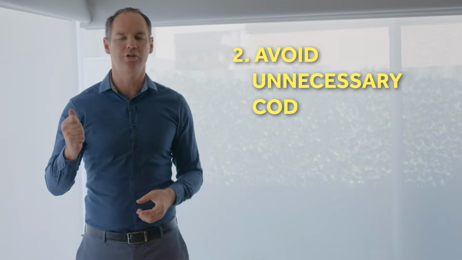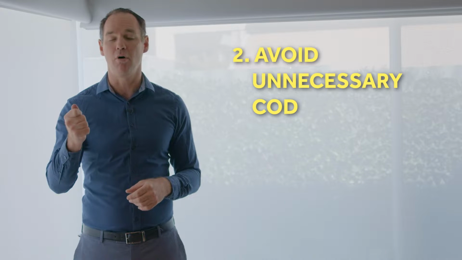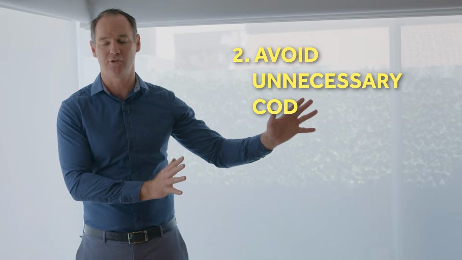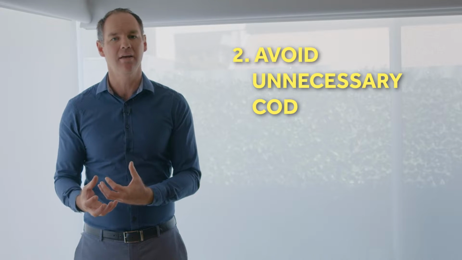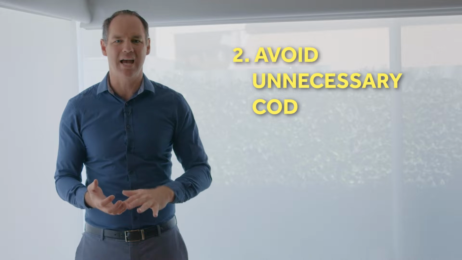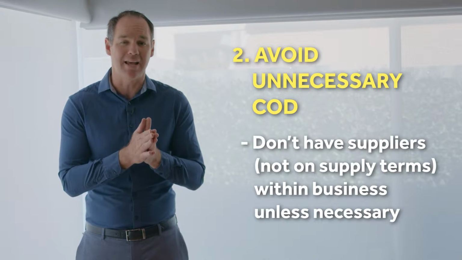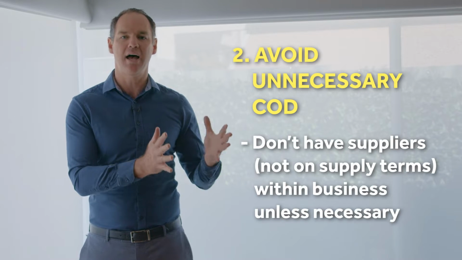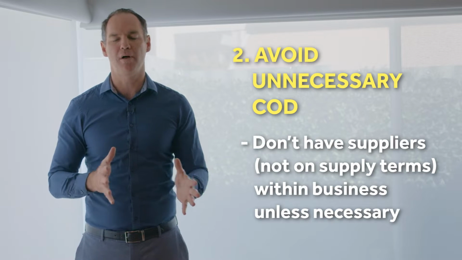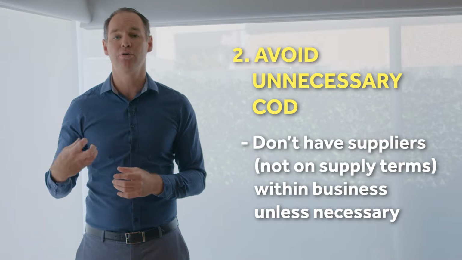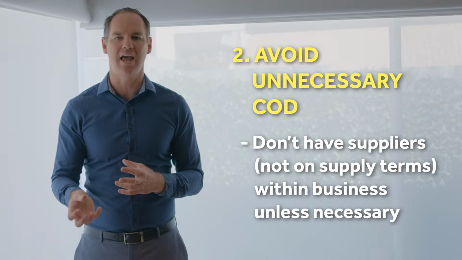The next element to look at is, are there any suppliers we pay COD, cash on delivery, unnecessarily? Does someone go down to the shops with the credit card or the bank card and immediately just put the payment on there so the money goes out of the bank account straight away, even if it's a credit card? That means that you're still paying for that COD, which is pushing down your days creditors. You shouldn't have any suppliers within your business unless absolutely necessary that aren't on supply terms. So review all your suppliers and try to get everyone who you're using for COD away from COD and open up a formal account with them.